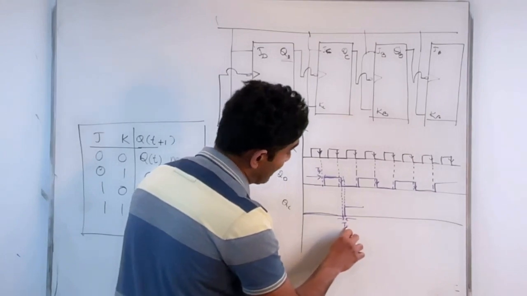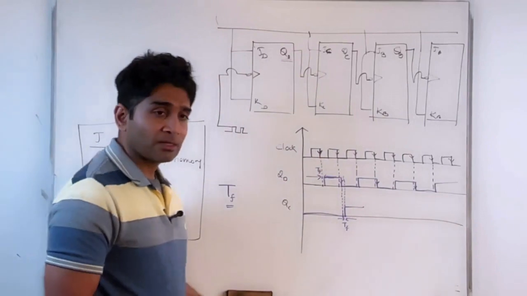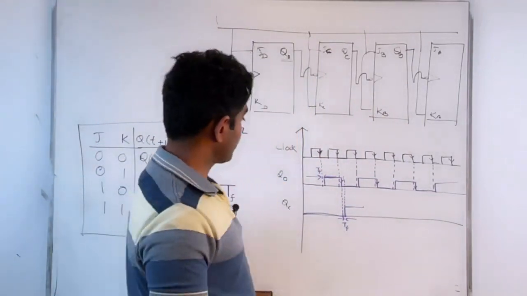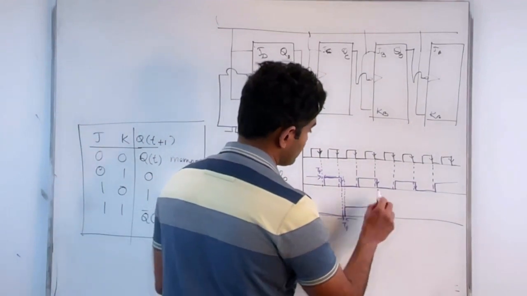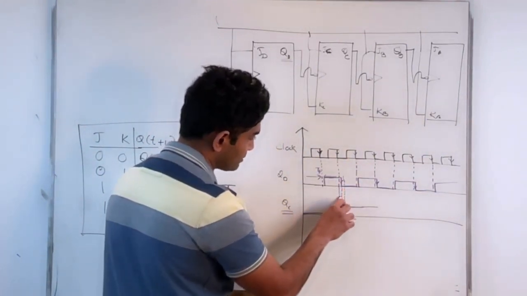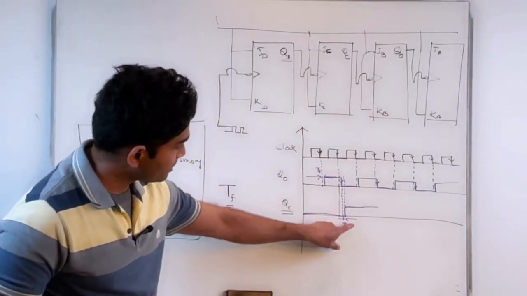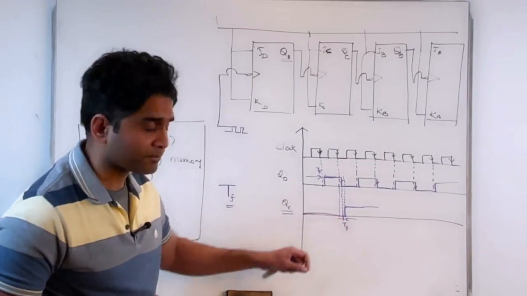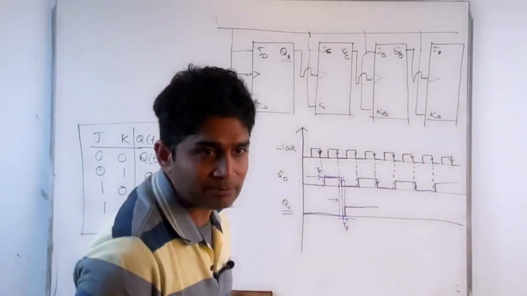Now, with respect to the master clock, because we want to reference everything with respect to the master clock, what is the timing delay for QC? It was supposed to switch here, but it's switching here. So that's TF, and that is TF. So this is 2 times TF.